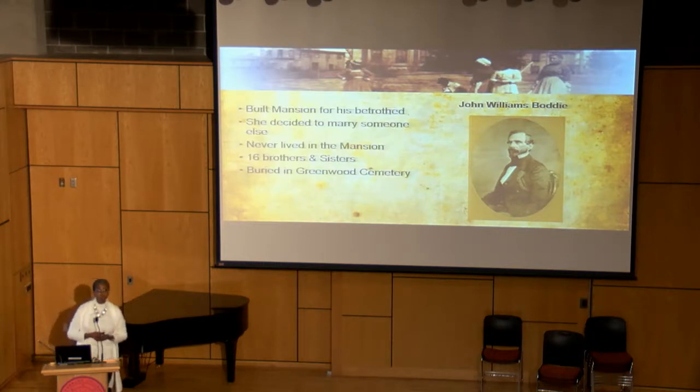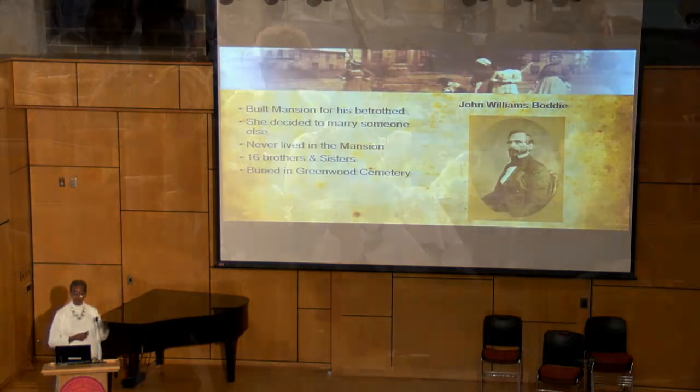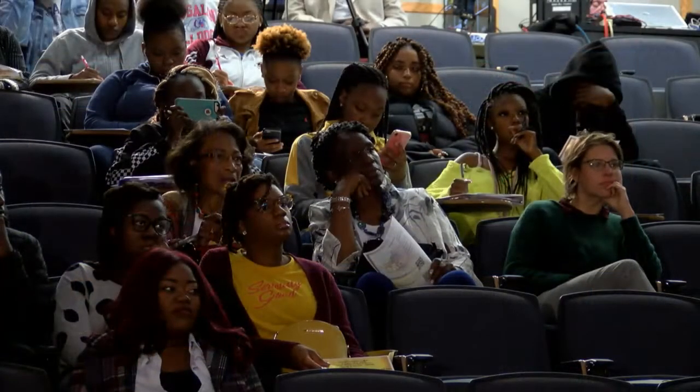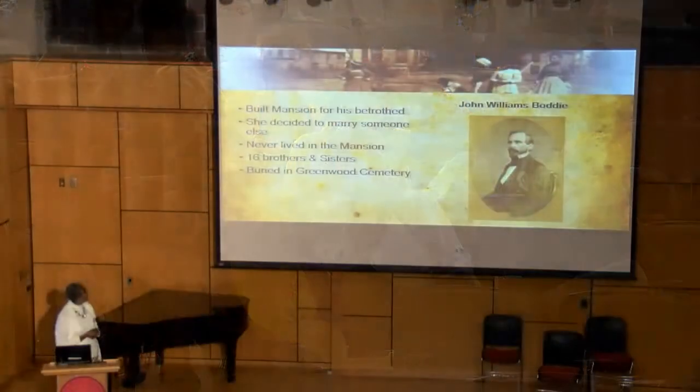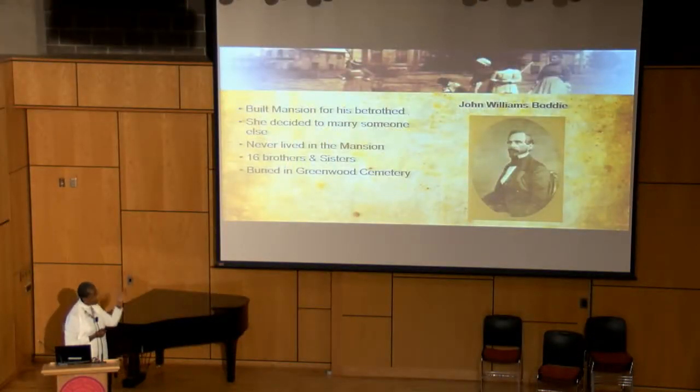And again, those of you who know your Tougaloo history, he built the mansion for his betrothed, and she decided not to marry him. There are stories that she came to the plantation one day. I think this information came from Mississippi, The View from Tougaloo. That she came to the plantation one day and she saw him mistreating the slaves, and she decided not to marry him. That's one account.